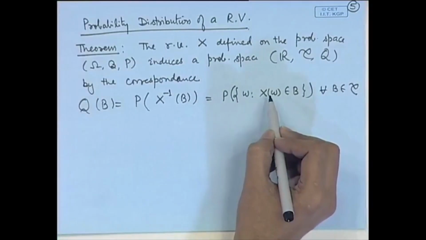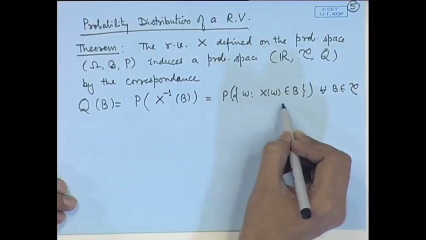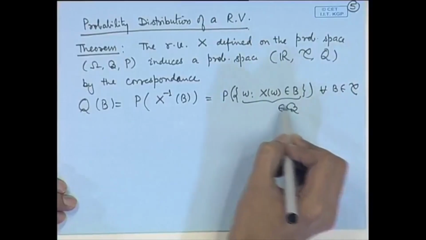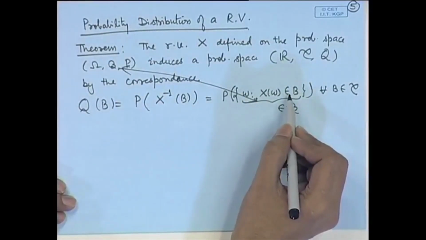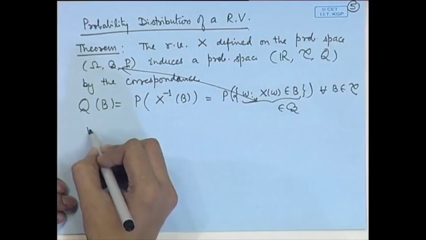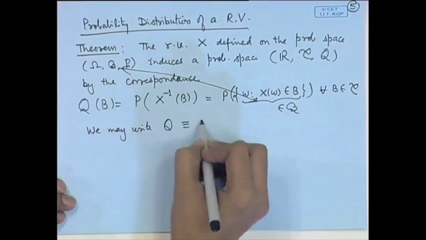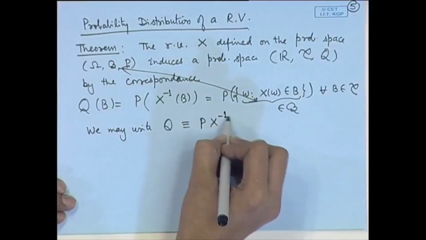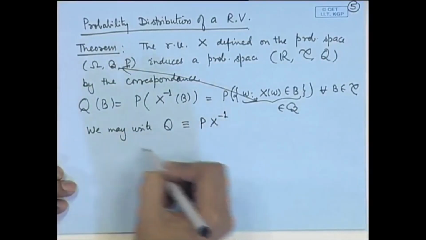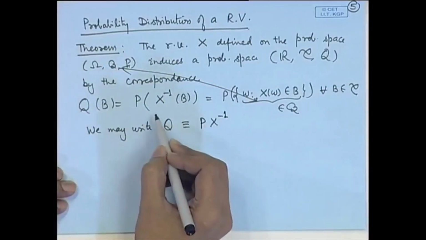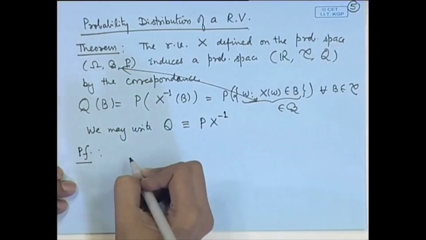Since X is a measurable function, this set belongs to the sigma-field B here, and therefore this probability is well defined. We may write Q as P X^{-1}. Now, immediately one should be interested to check whether it is a valid probability function or not. That means, it is satisfying the three axioms of probability. We claim that this is true.